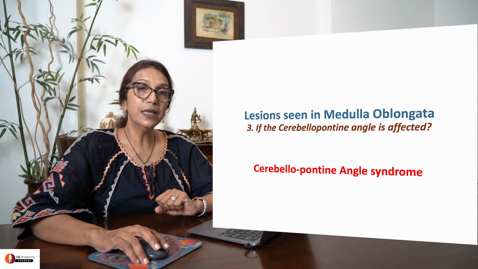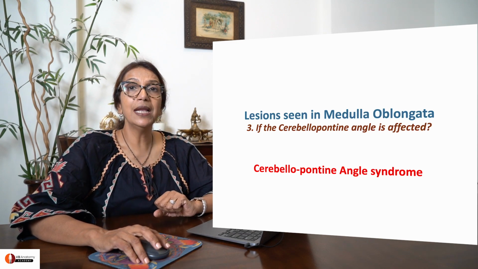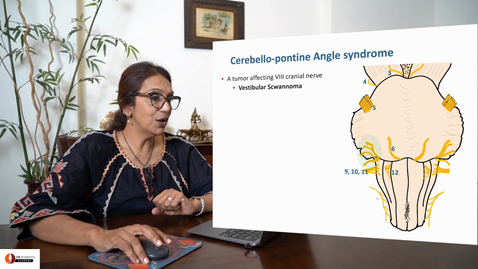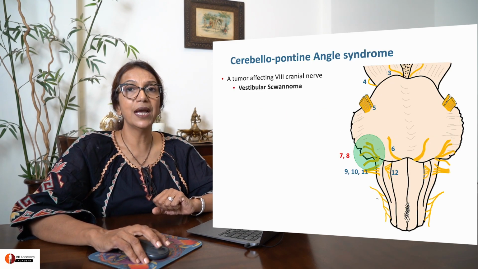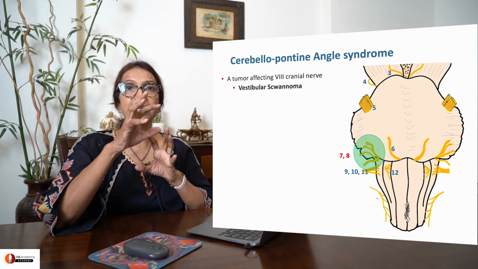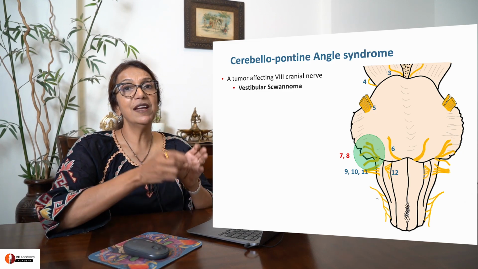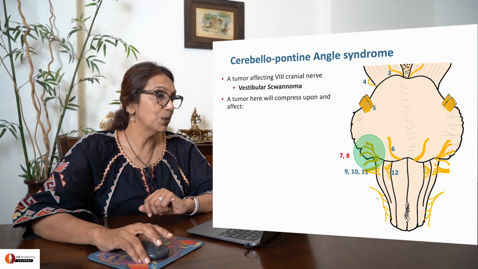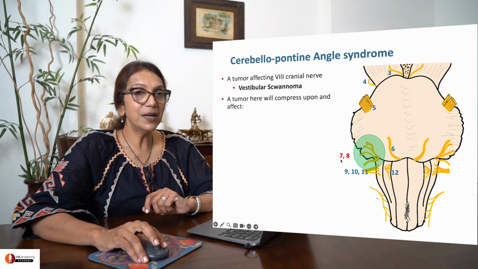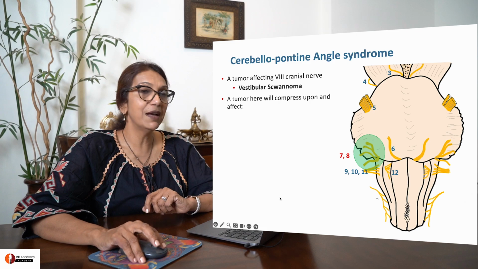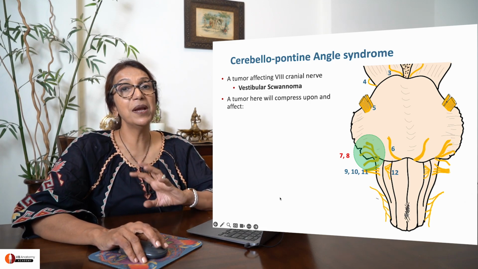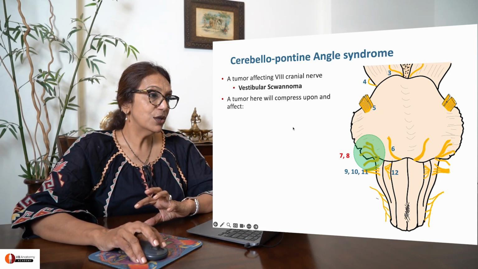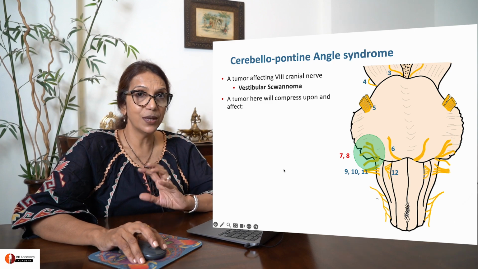Let's talk about another condition called Cerebello-Pontine Angle Syndrome. If you recall, this is the Cerebello-Pontine angle, where the cerebellum, pons and the medulla oblongata meet, where the eighth cranial nerve enters into the brainstem. Okay, so what happens is sometimes at this point the eighth nerve may have a vestibular schwannoma. It may have a tumor.